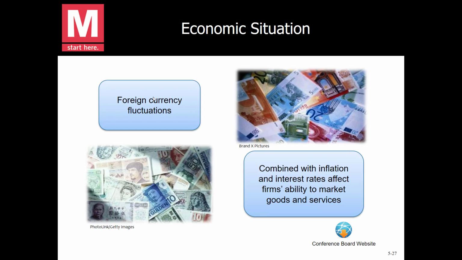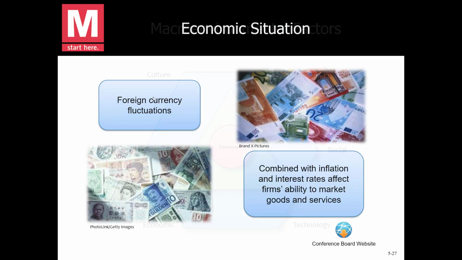Another factor that affects the economic situation is the foreign currency fluctuation. An example of this would be how much is $1 worth in Europe? How much can you buy with $1 in a different country? When a dollar is worth more than the euro, American made products become more costly for the European consumers. But the US buyers can get great deals in the European countries. So foreign currency fluctuation also affects your firm's ability to serve its customers.